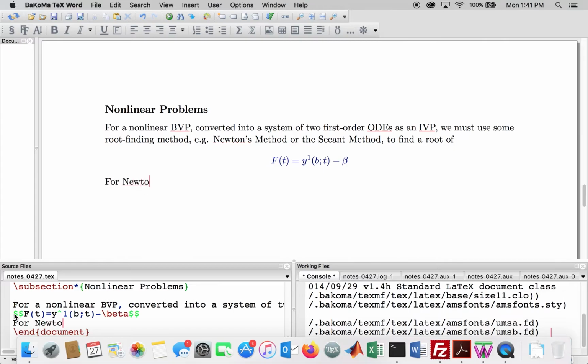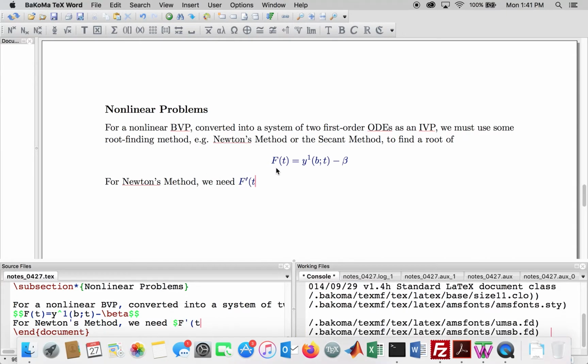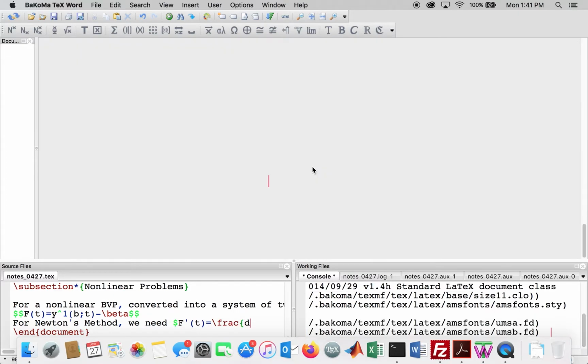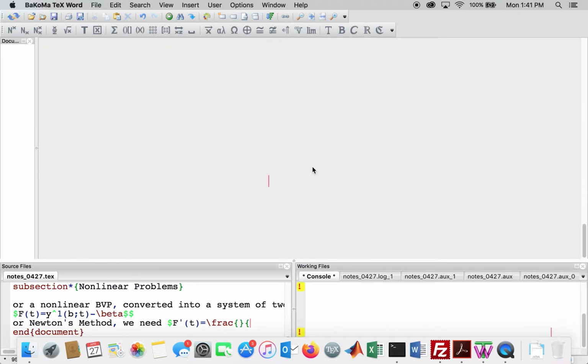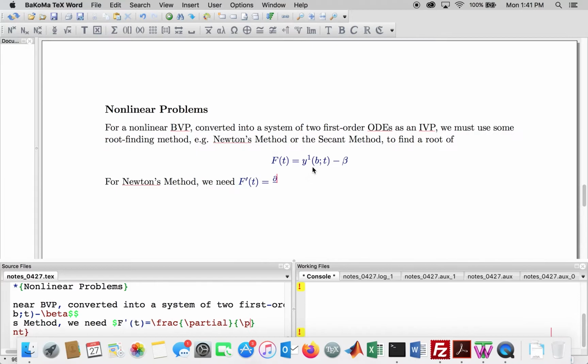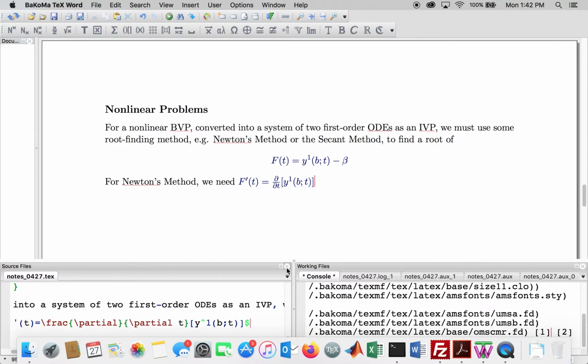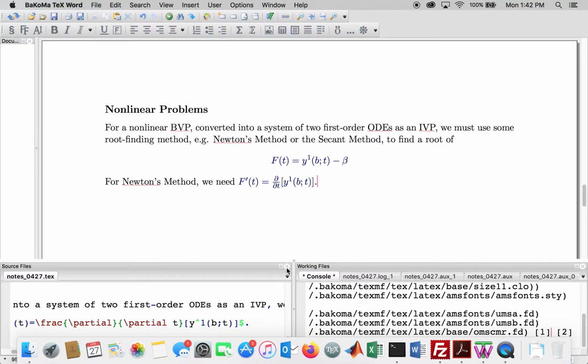So for Newton's method, we need a derivative of this function, f prime of t. So that would be equal to the partial derivative of y1 of b of t, and then beta is a constant, so that doesn't make any contribution. Okay, so as you know from chapter 10, Newton's method requires a derivative.